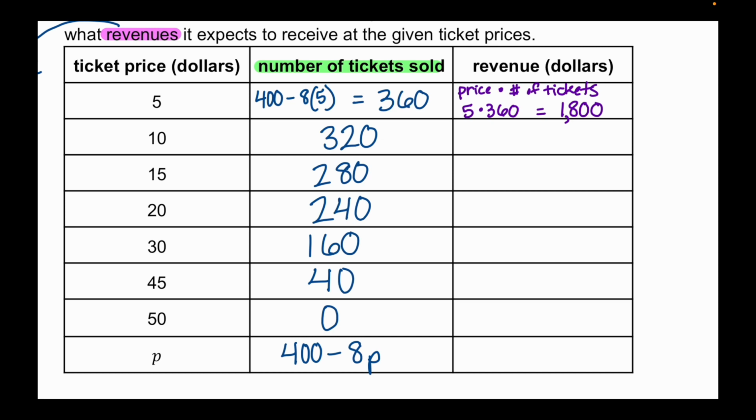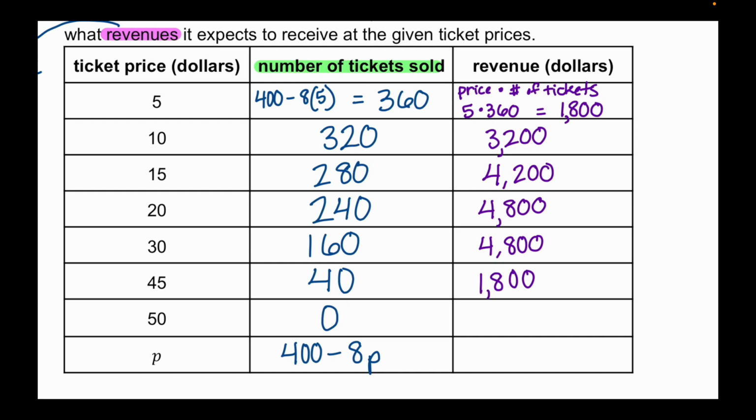We're going to follow that pattern here, multiplying them across. 15 times 280 gives us 4,200. 20 times 240 would be 4,800. 30 times 160, also 4,800. And for the last row, 0 times anything is 0.